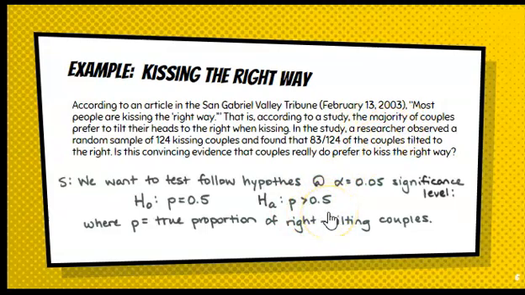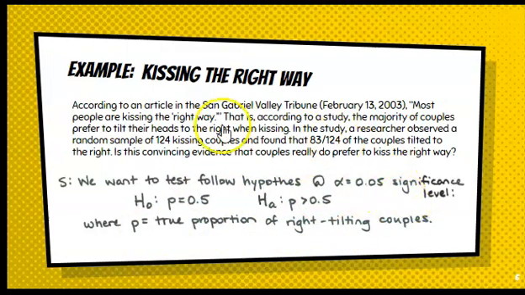But what about the null? Well, the null always has to have an equal sign with it. Okay, so if you're clear on the inequality of the alternative, just change it to an equal sign for the null. And the last thing here is to define what P represents. It's the true proportion of right tilting couples.